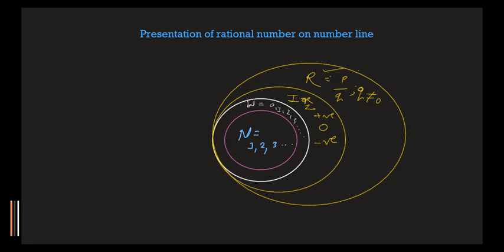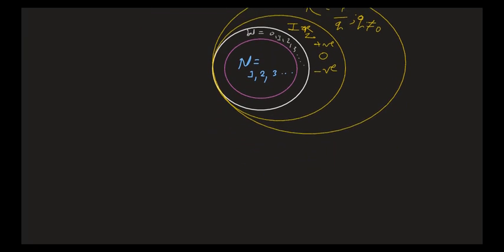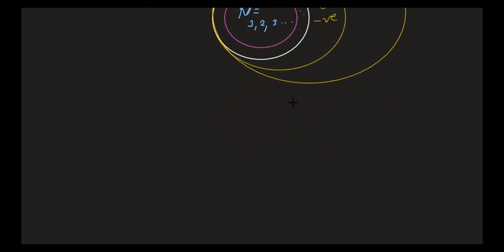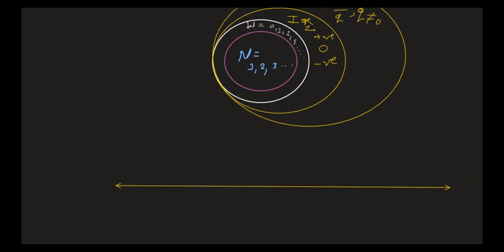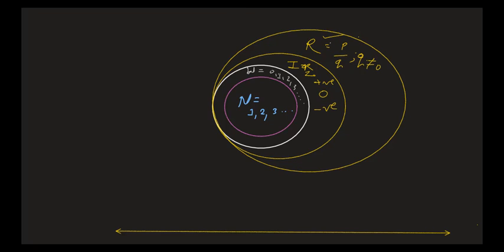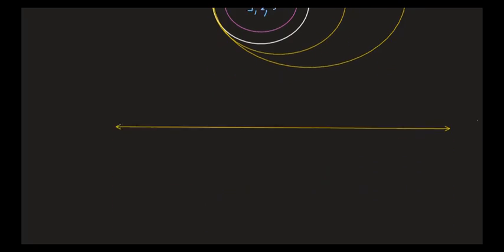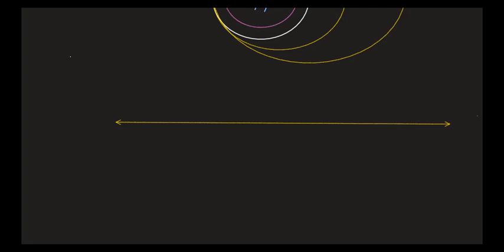So now we are going to our main concept, and that is representation of rational numbers on the number line. So here I am drawing a number line. Look at here, and for this representation of rational numbers on the number line, there are two cases.